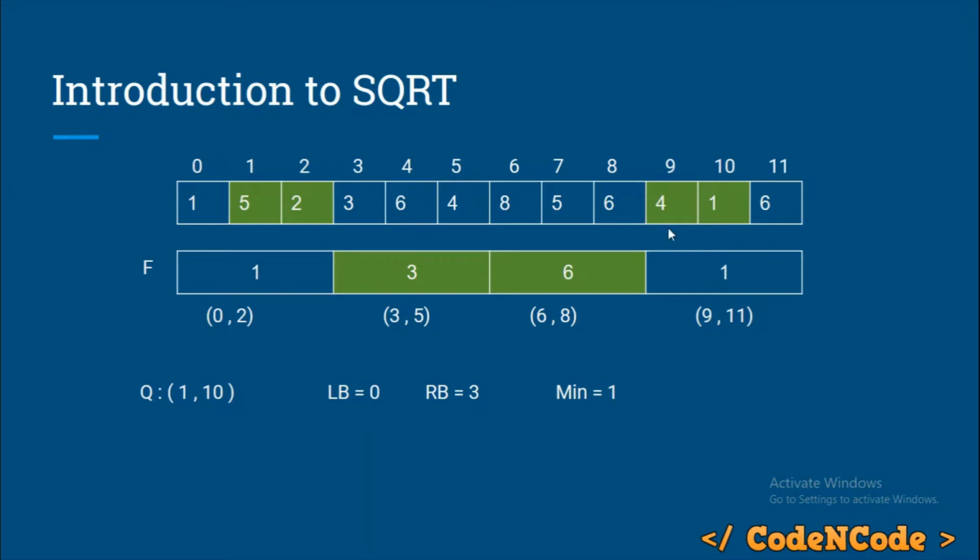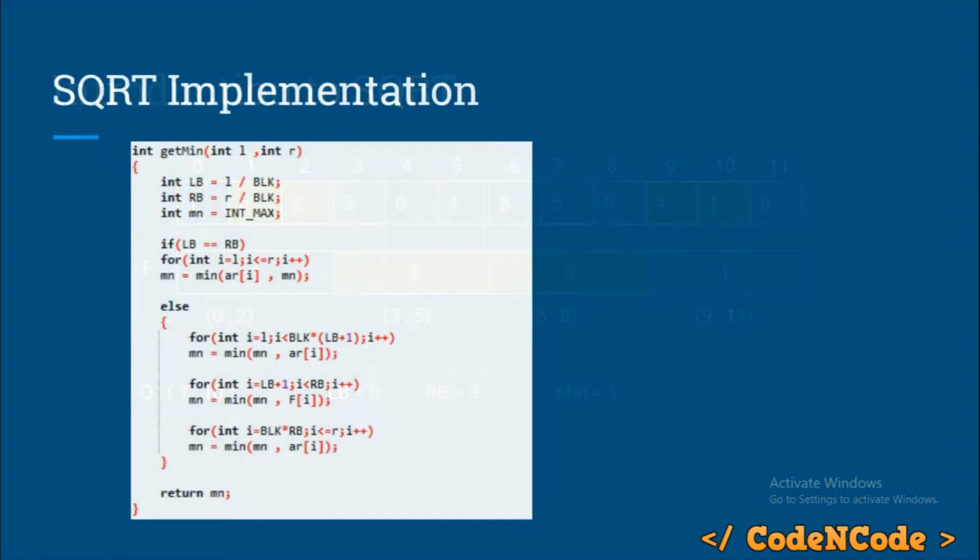The same square root decomposition can be used to answer many other queries like range maximum query, range sum query, and so on. So there is a question on Spoj, that is finding the range minimum query. I would put the link of that problem into the description. Please be sure to solve that problem.